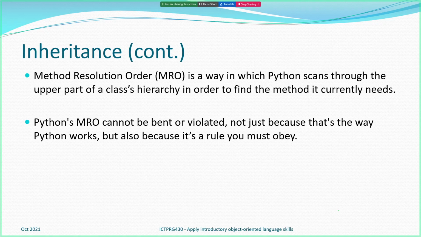But be careful, because this little thing called the method resolution order is the law. It cannot be bent, violated. It is and always will be obeyed. Now, what is the method resolution order? This is the way in which Python scans through the class's hierarchy to find the methods that it needs.